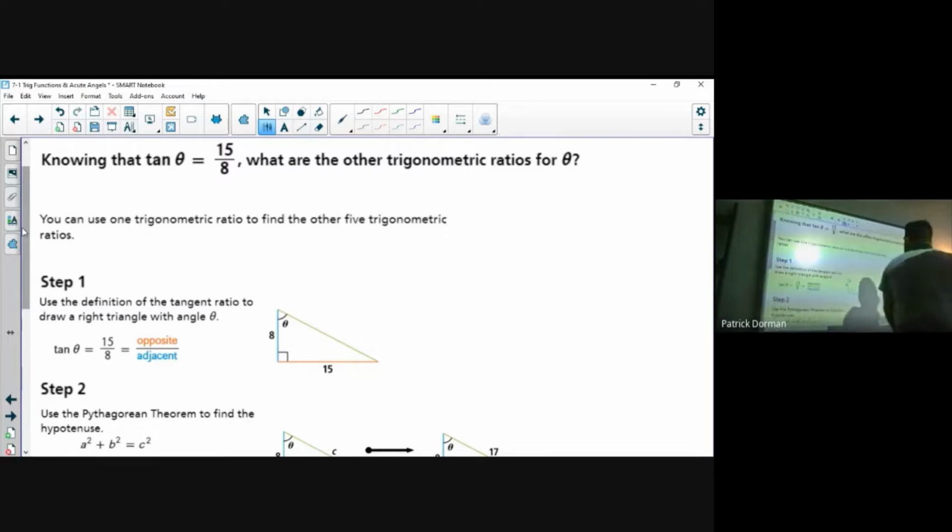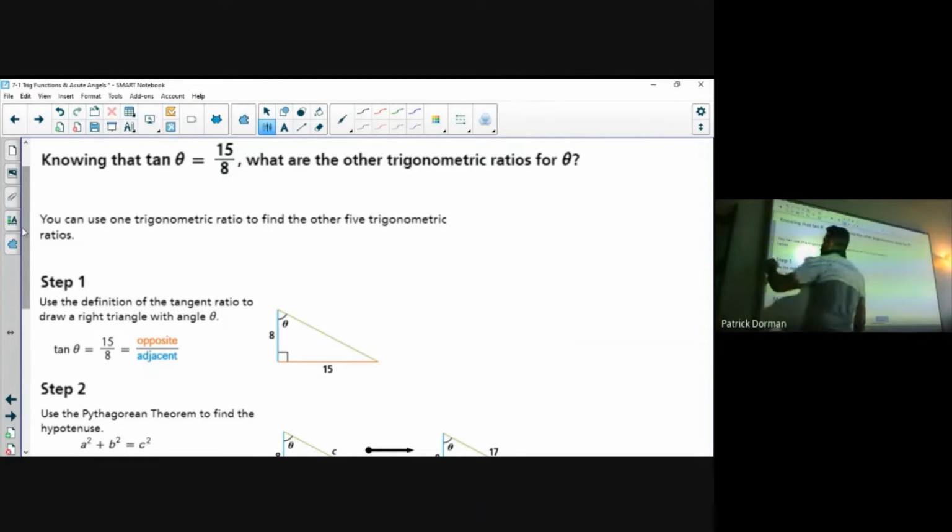Here we go. Now we're going to get into something a little better, right? If we know that tangent theta is 15 over 8, we could learn all of the other trigonometric ratios for theta just by using this information, all right?